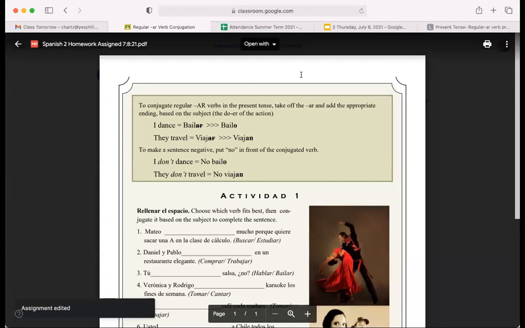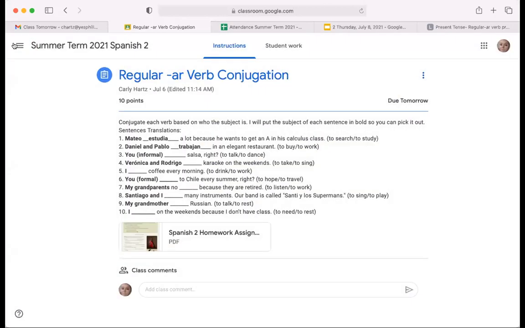And they do have at the top of the sheet how to do it. It's the same thing that I've been showing you guys. So just do your best with that. It's totally fine.